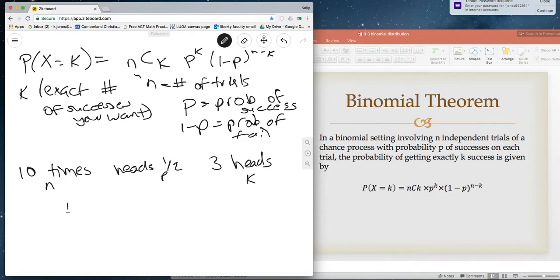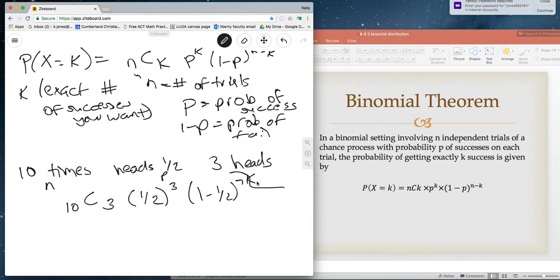So I would do 10C3 on my calculator, and then I would raise 1/2, which is my probability of success, to the K power, which is 3. And then I would do 1 minus 1/2, which of course is 1/2 here also, to the 10 minus 3 power, which is 7.